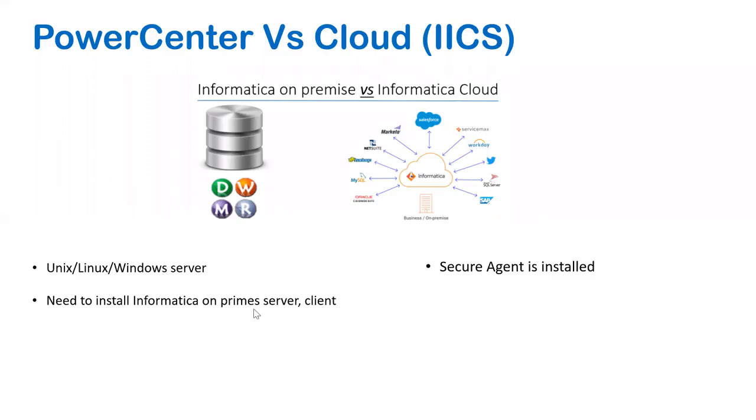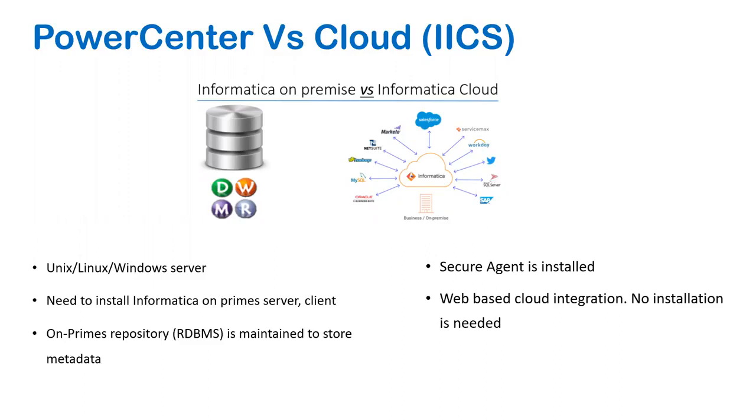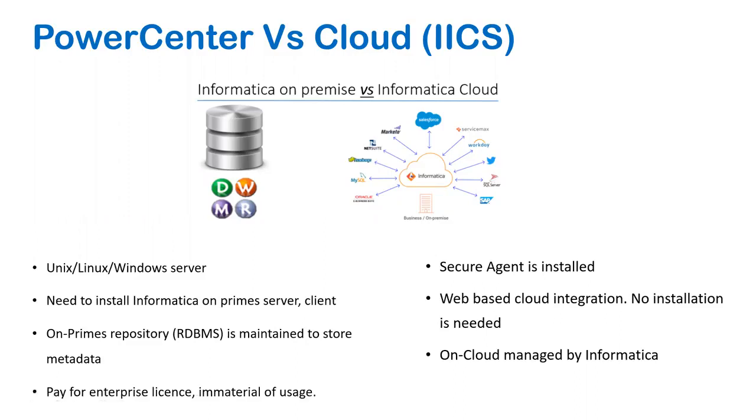Who will connect to the server? The Informatica admin team will connect. But IICS is a web-based cloud integration tool. No installation is required. Informatica Corporation will take care of everything. We just pay for how many resources we are using. On-premises, we have a repository, like an RDBMS, that must be maintained. On cloud, it is managed by Informatica. The repository, metadata, everything will be maintained by Informatica cloud only. On-premises you pay for an enterprise license, then you can use it at any time, but here we pay for what we use. That's why we go for the cloud servers.